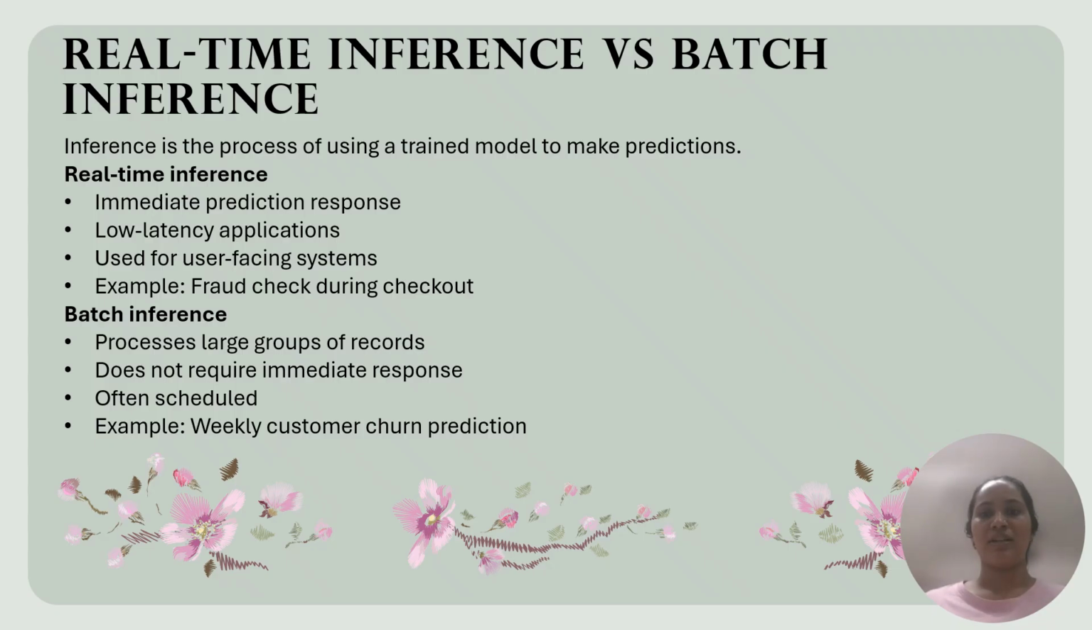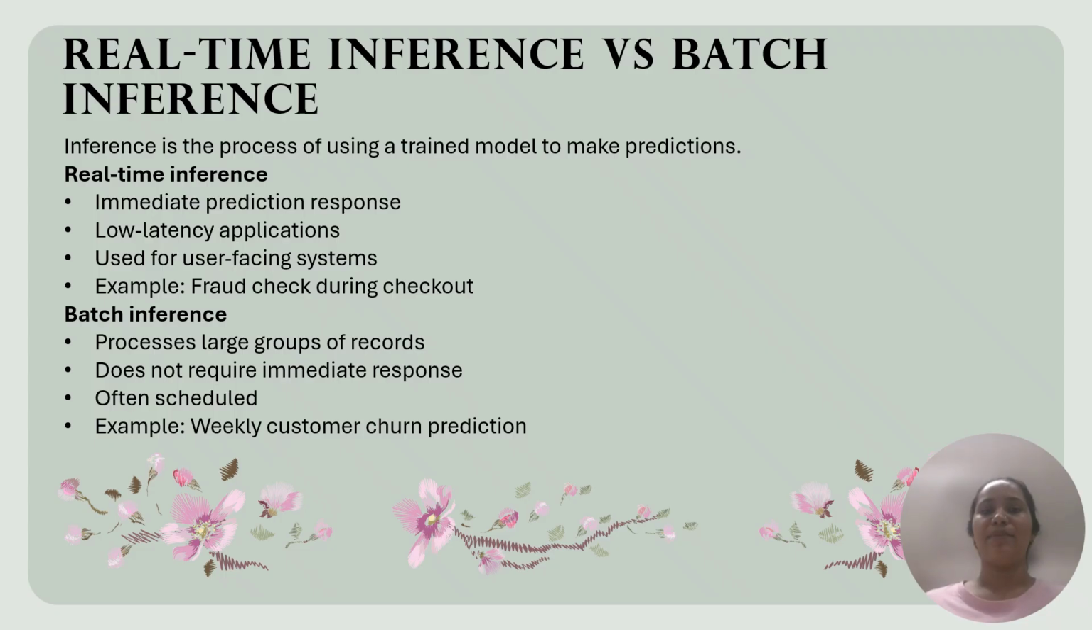As the name suggests, real-time inference provides predictions immediately after the data is received. These systems are designed for low latency, meaning they can respond within milliseconds or seconds. Real-time inference is commonly used in user-facing models where instant decisions are required. For example, when a customer makes an online purchase, a fraud detection model may analyze the transaction instantly and determine whether it appears suspicious before the payment is approved. In this case, a fast response is critical.